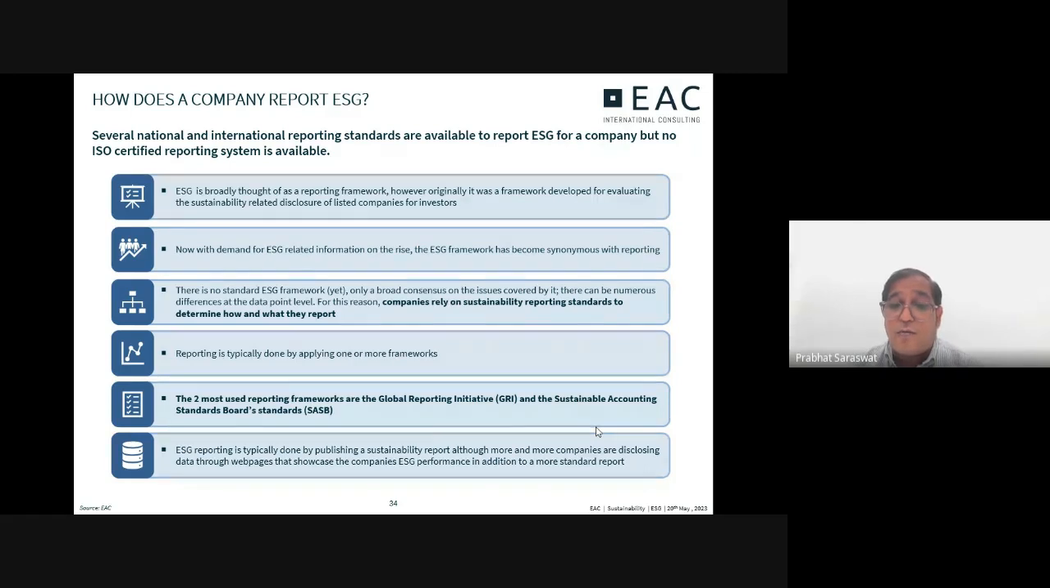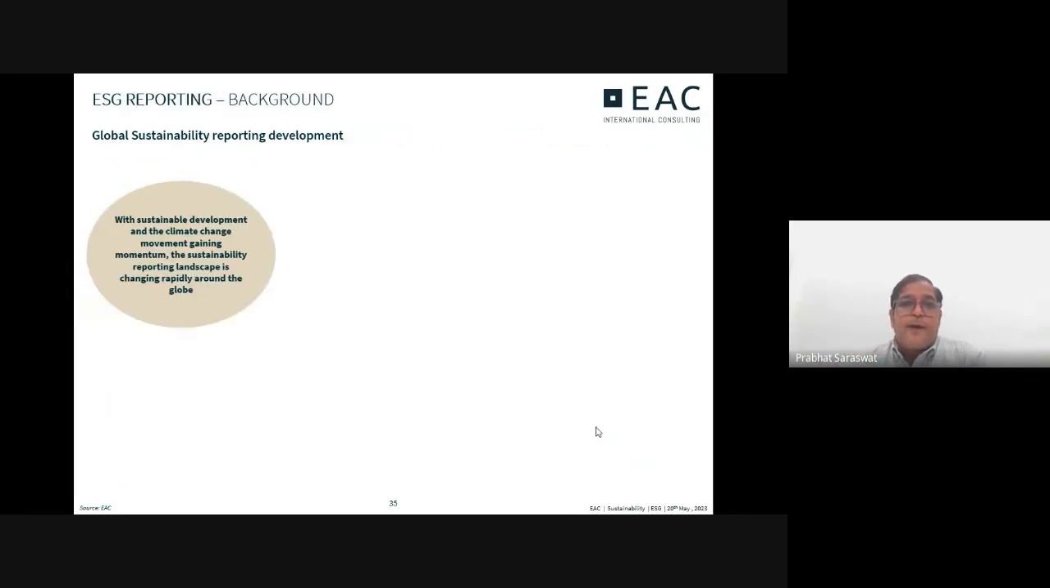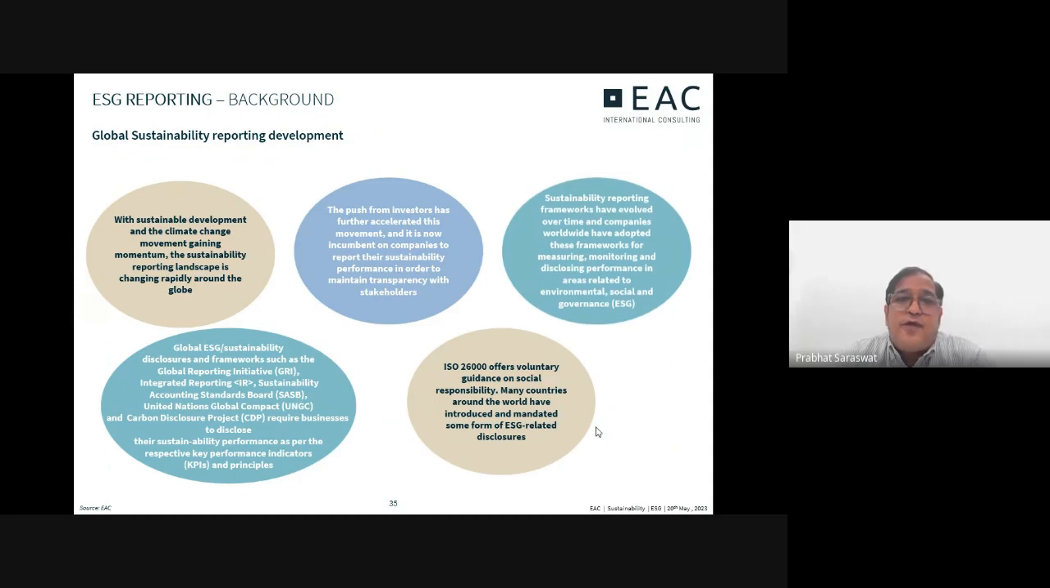Although more and more companies are disclosing data through web pages that showcase the company's ESG performance in addition to a more standard report. So we can see in a company portal that there is a separate sustainability section, and we can download the sustainability report and go through it. So this is the background of the ESG reporting system, how we started to report sustainability through the ESG framework or through ESG disclosures.